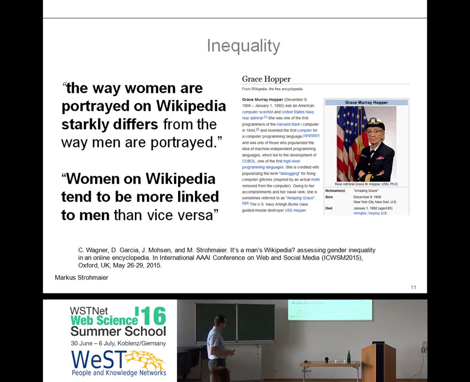So one of the differences is that women on Wikipedia tend to be more linked to men than vice versa. Another thing that we found was if the word divorce occurs in the article, in the biography, it is four times more likely that the article is about a woman than it is about a man. If you assume that men and women divorce at the same rates, which is not necessarily the case, this is a highly peculiar result, right?